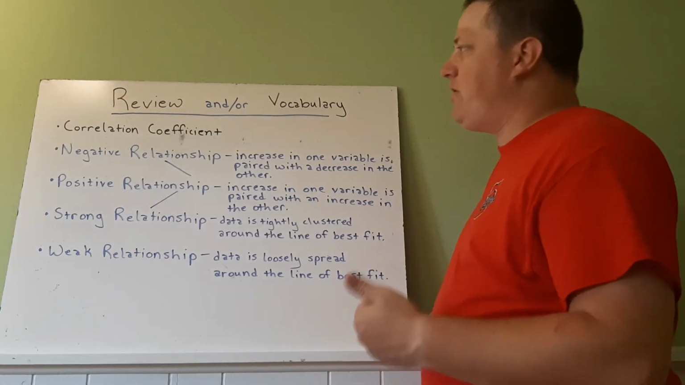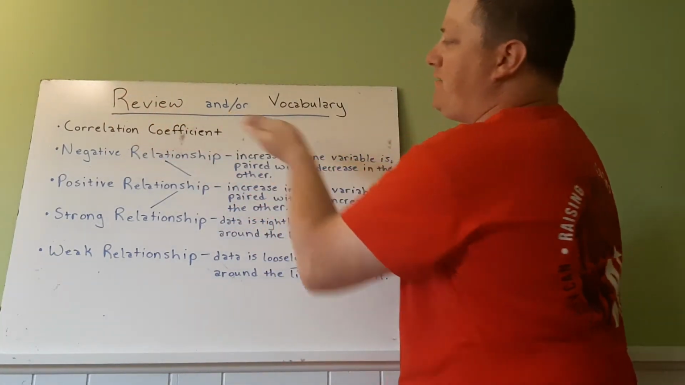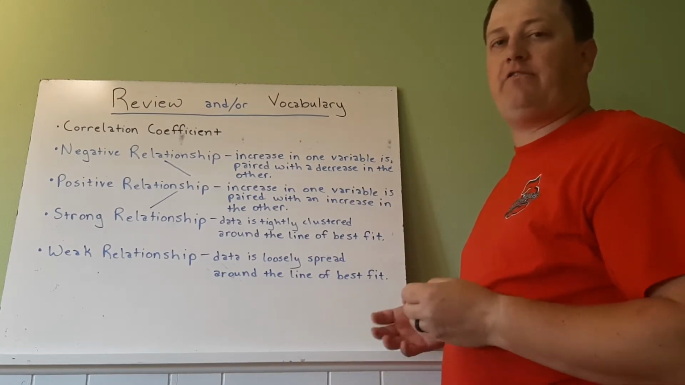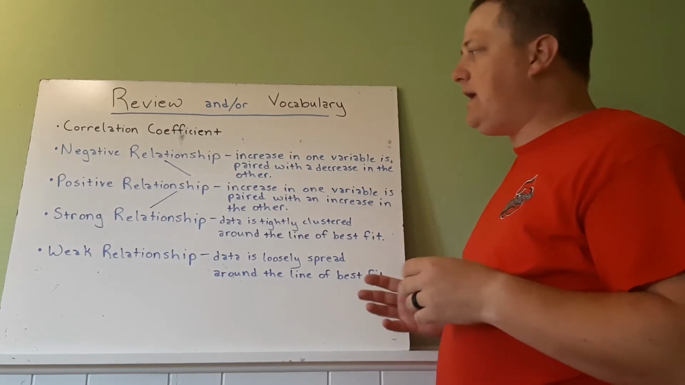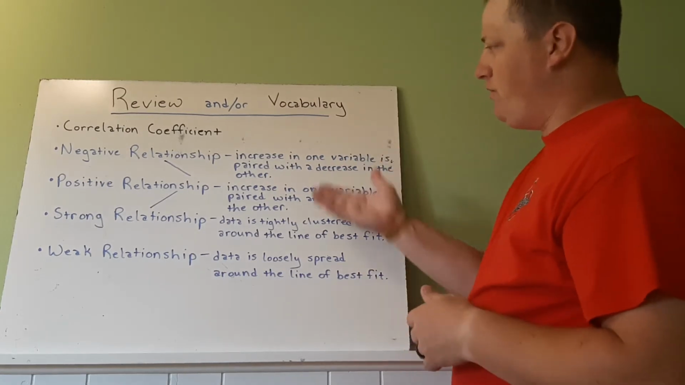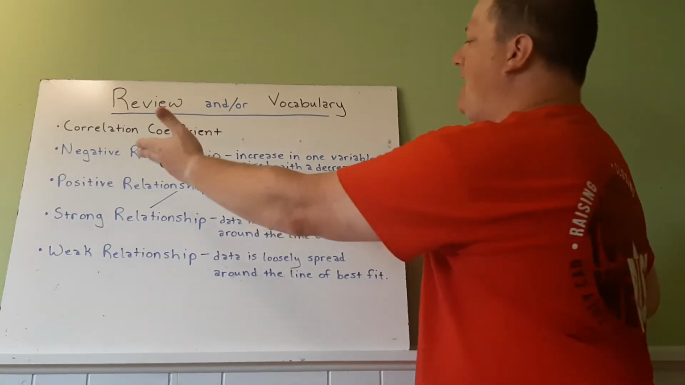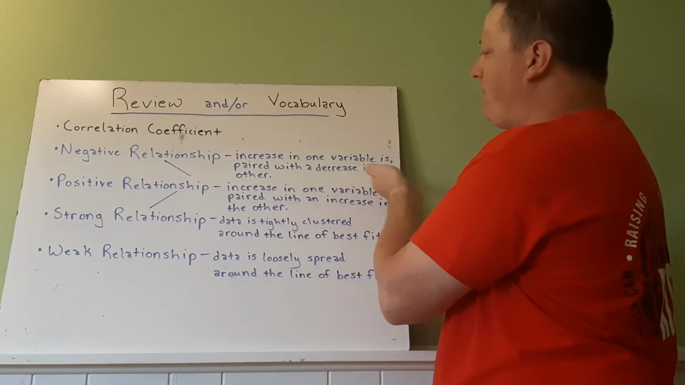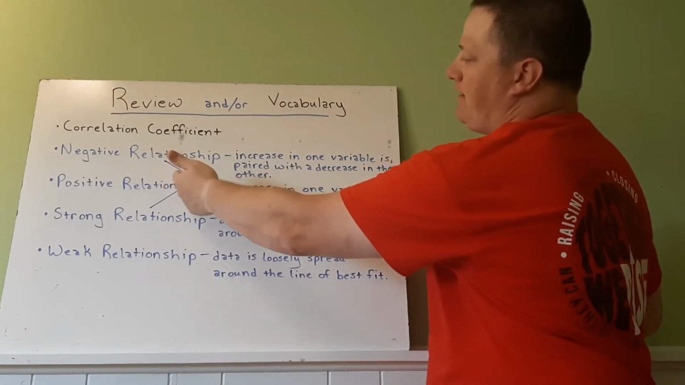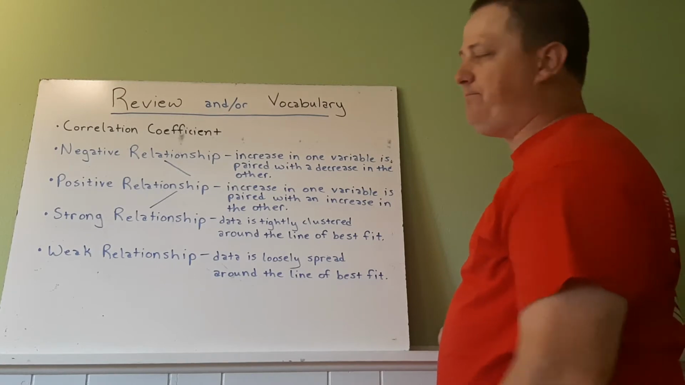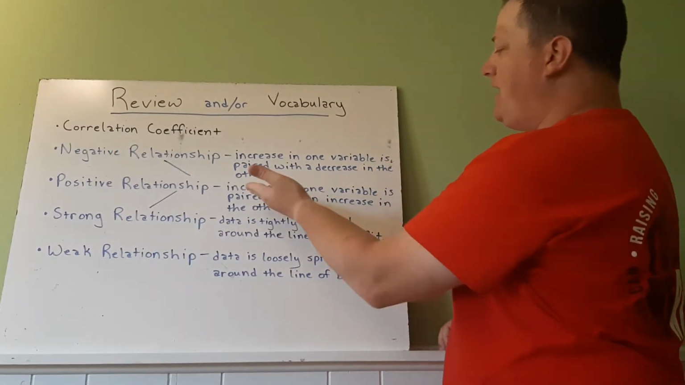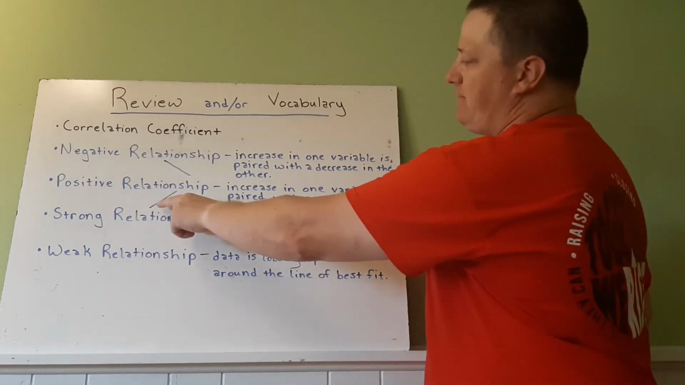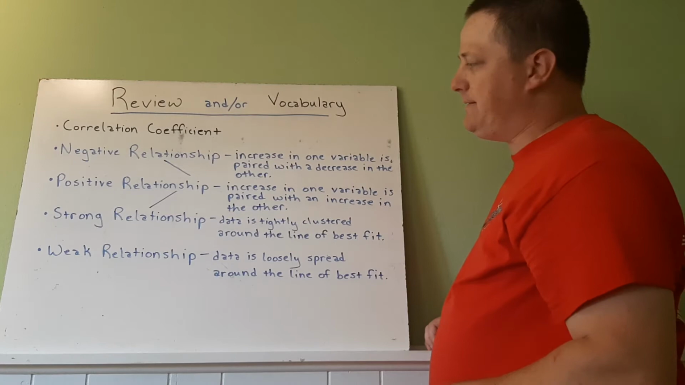All right, so our vocabulary. We're still working with correlation coefficient. It's just a way to tell how good the line of best fit is, whether it's strong, weak, negative, positive, those things, which are related here. So a negative relationship shows an increase in one variable is paired with a decrease in the other, basically meaning it will cause the line to go down. A positive relationship, increase in one variable is paired with an increase in the other variable. Essentially, the line will go up.